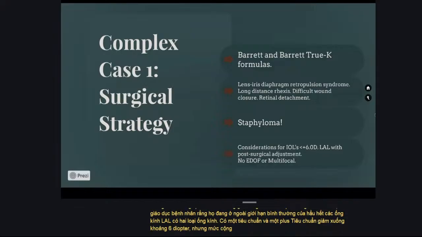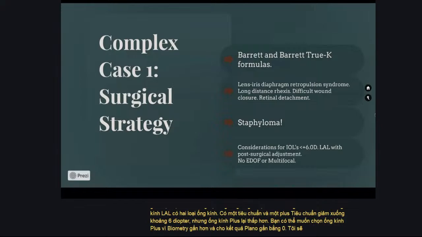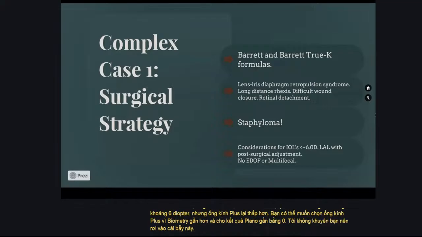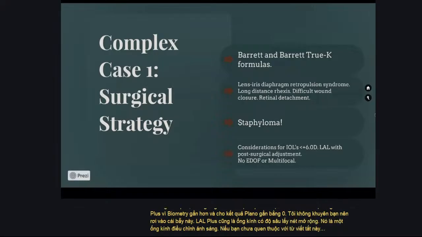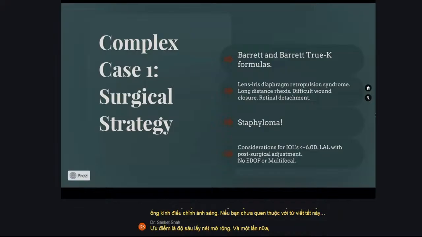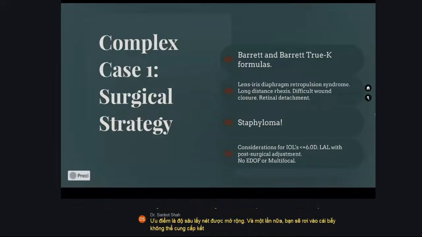And you might be tempted to choose the plus lens because the biometry is closer and it shows a closer to zero plano outcome. I would not recommend falling into this trap. The LAL Plus is also an extended depth of focus lens. This is a light adjustable lens if you're not familiar with the abbreviation. The plus is extended depth of focus and again would fall into that trap of not delivering the correct amount of depth of focus to that altered foveal anatomy.